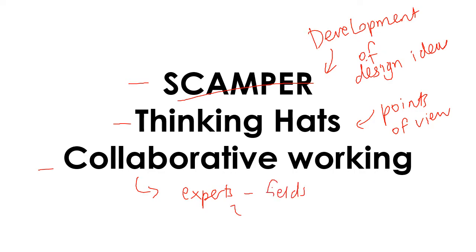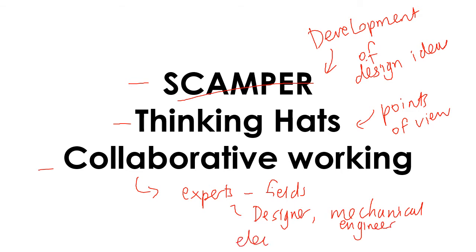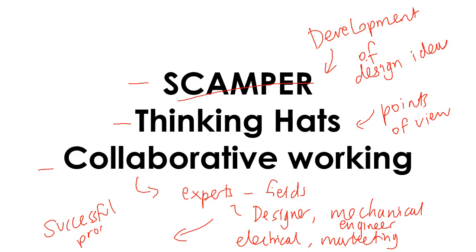So, for example, if you were designing a car, you might have a designer, you might have a mechanical engineer, you might also have an electrical engineer. You might have marketing. So you're bringing together everyone's skills to result in a much more successful product. It also means that you can work alongside each other, which can speed up the process of producing a product.